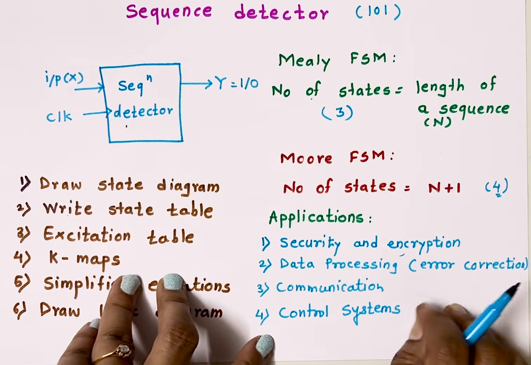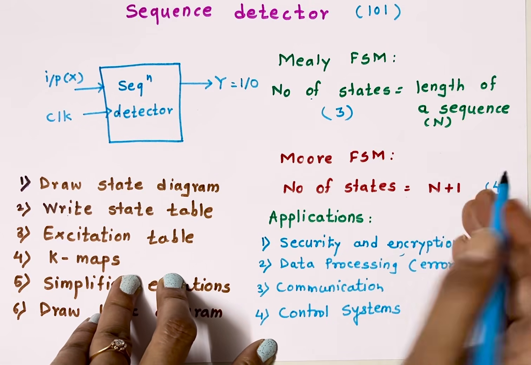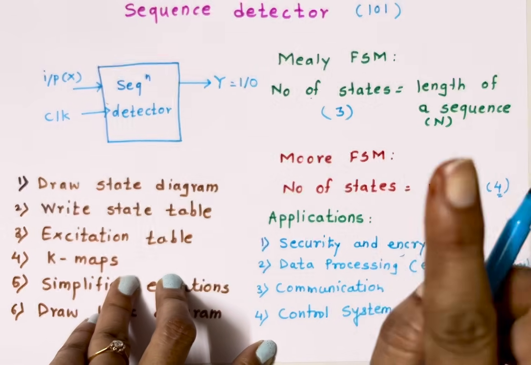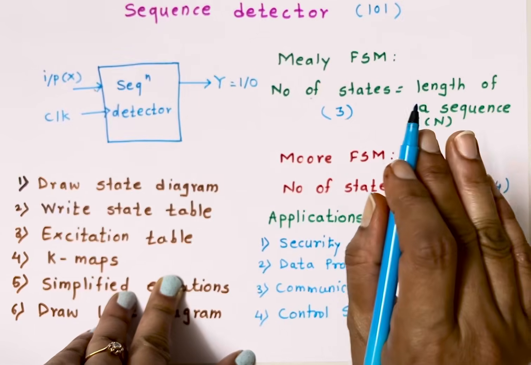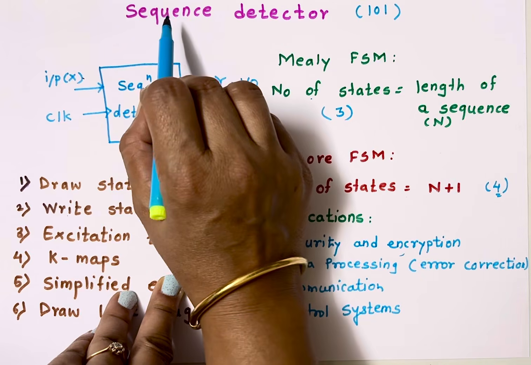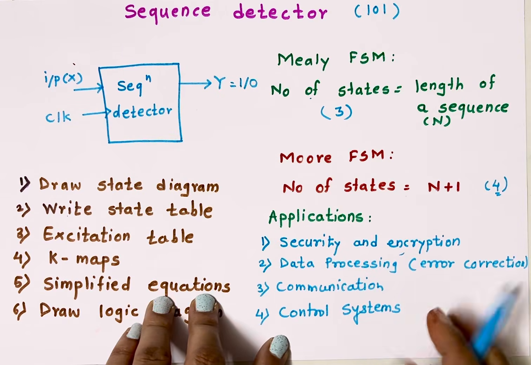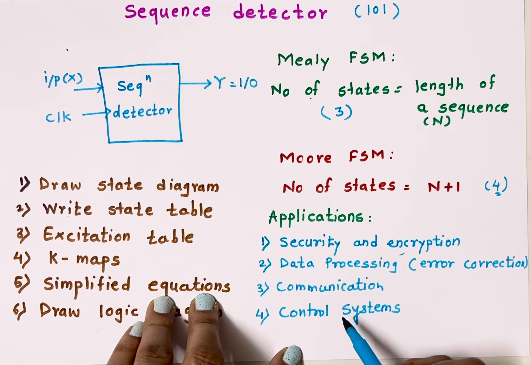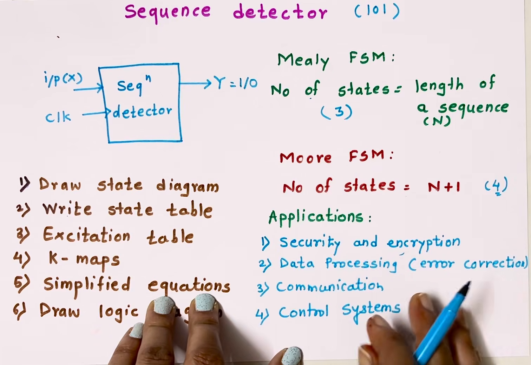Applications of sequence detectors are in security and encryption. Let's take a simple example of your mobile phone's lock. Let's say your lock is 1, 2, 3, 4. If you enter 1, 2, 3, 4 in sequence, then only the lock will open, otherwise the lock will remain closed. So the sequence of numbers is very important here, and that is why it is named a sequence detector. It detects in which sequence the numbers are coming. Then, in data processing for error correction, in communication systems, it identifies whether the correct sequence is coming or not. In control systems, we use sequence detectors at the input side.